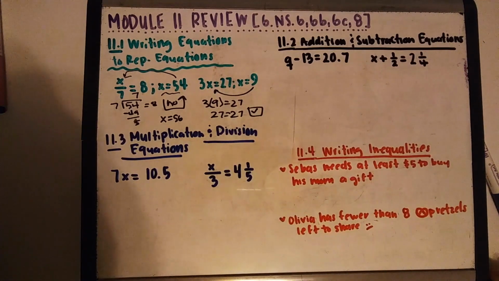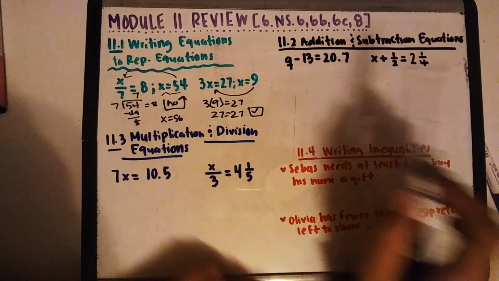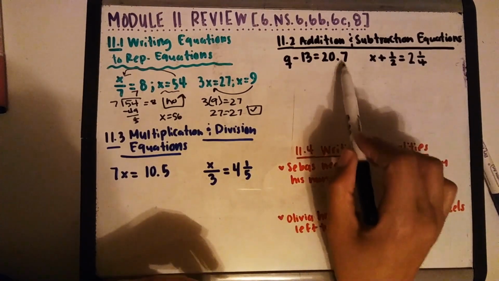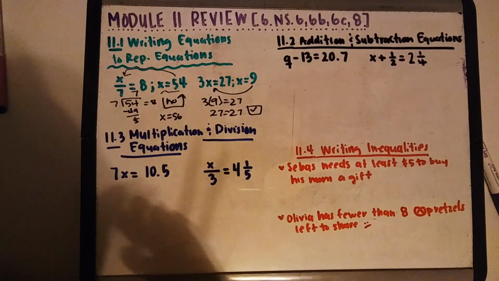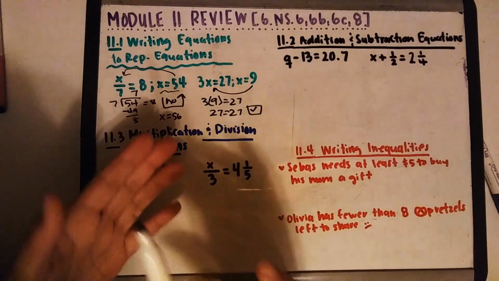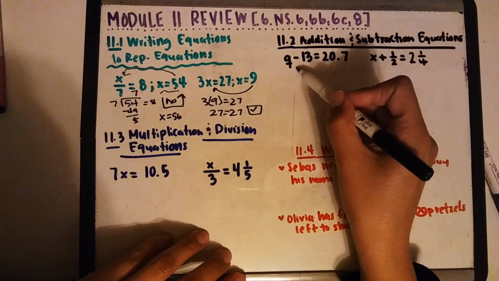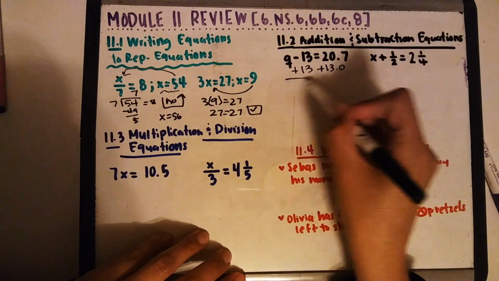Okay. For 11.2, we are doing adding and subtracting equations. So basically, we're trying to solve by doing the inverse operation. Remember, whenever you see a minus, you have to do a plus, and whenever you see a plus, you're going to have to do a minus, because you want to move this term to the other side of the equation to isolate your variable. Okay, always remember inverse operation. And what you do to one side, you do to the other side. So in this case, because I'm subtracting 13, I have to add 13 on both sides. That way I don't change anything.